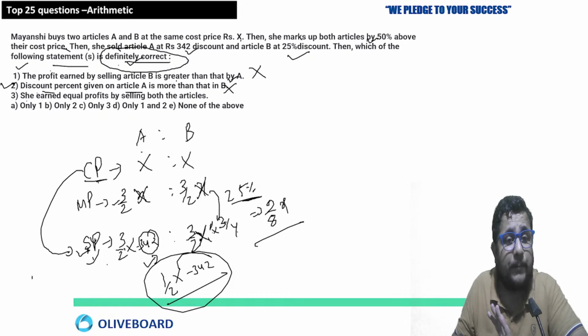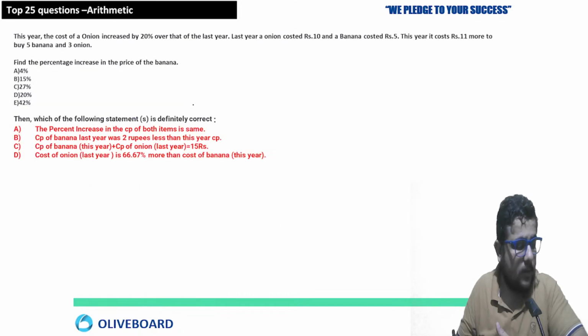She earned equal profits. The discount given on article A is in rupees, and for article B it was given in percentage terms, which cannot be compared. So this is also wrong. Second one. Third, she earned equal profit. About profit we can't say anything, so none of the above. Hope it is clear.